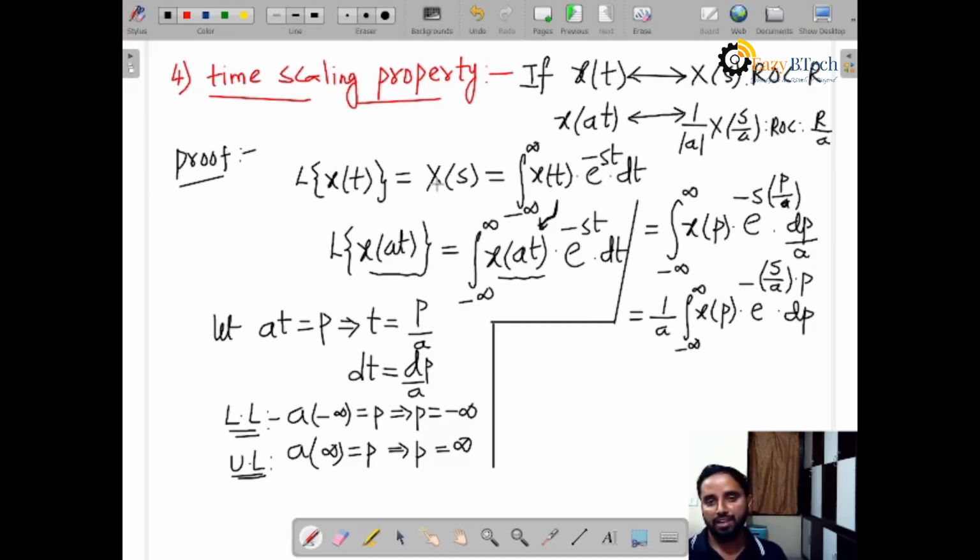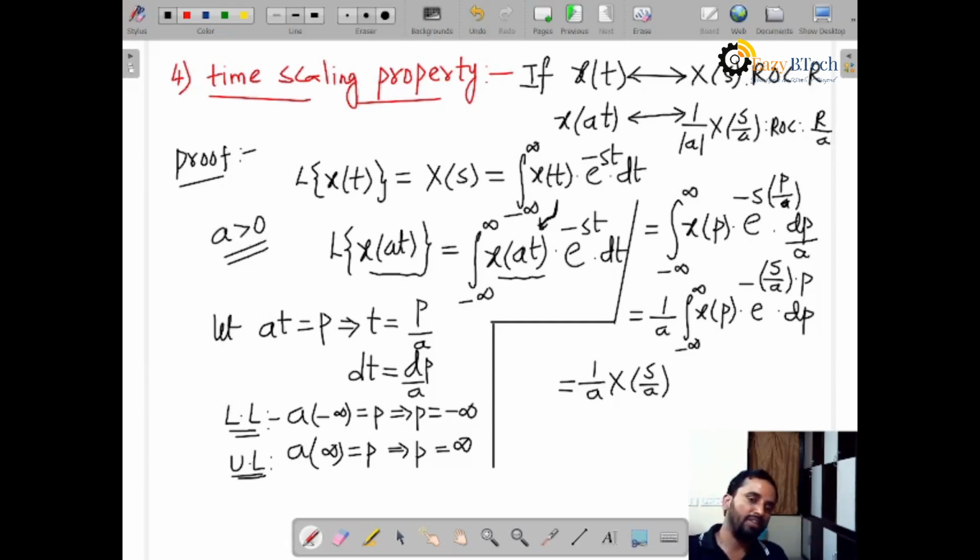So here e to the power minus st, minus is there here also, s is here, that is why X(s). But in the place of s we have s by a, therefore 1 by a X(s by a). So this is the Laplace transform of x(at). For example, if a is greater than 0, this will be the same as usual: if the value of a is positive, 1 by a X(s by a).